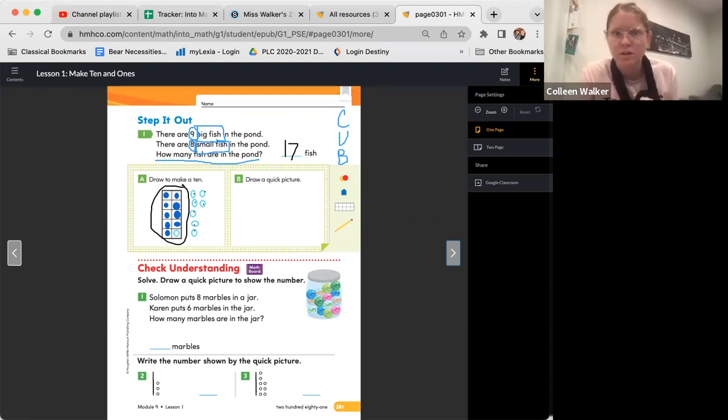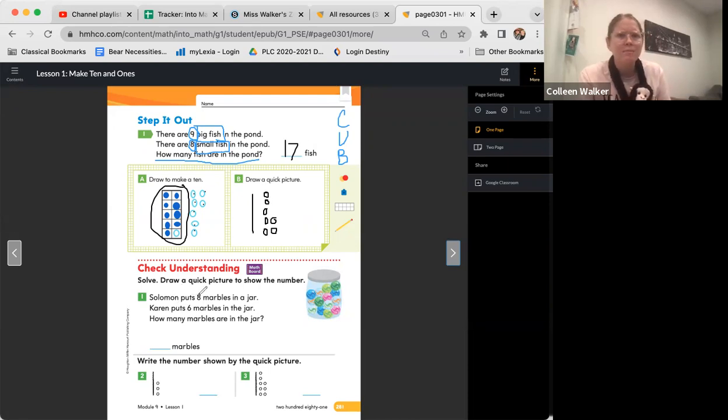Whoa, that was a little sideways. Try again, Miss Walker. Whoa, that was better. 1 of those. And then how many circles? How many were out here? 7. Can you count to 7 with me? Here we go. 1, 2, 3, 4, 5, 6, 7. Awesome. And then, friends, we are going to do a little bit of check understanding today.